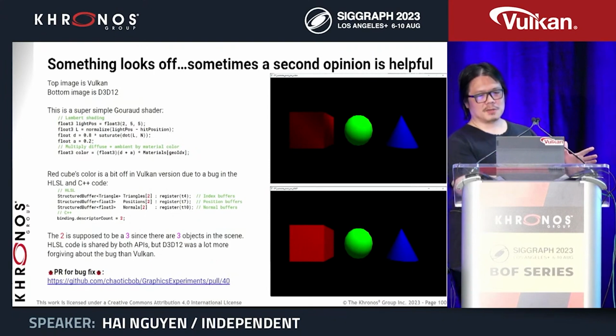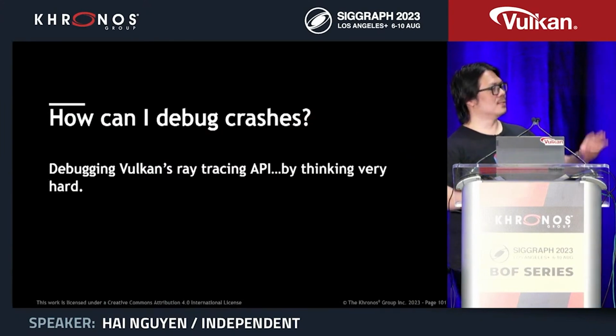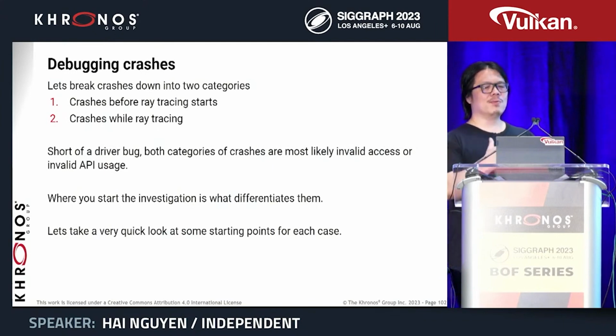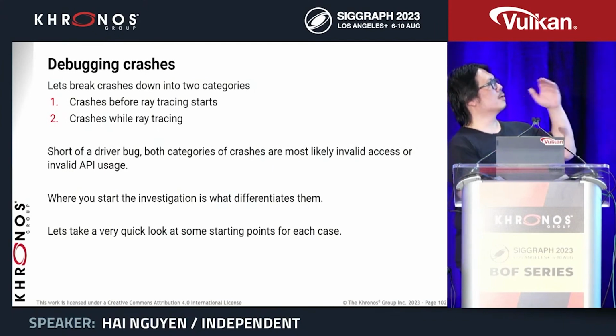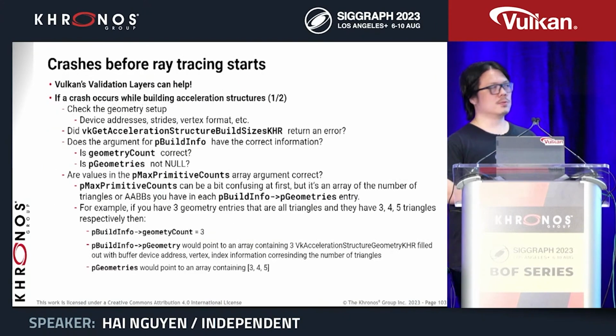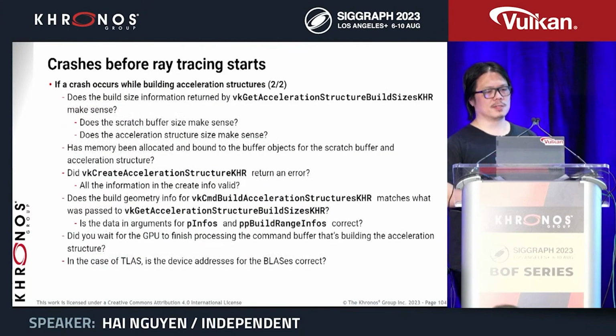So there's this entire section about debugging crashes. I'm going to skip it, but I'll just show you the slides real quick. Debugging crashes is you get to think really hard, and it's unfortunate, but that's the way it is. But again, you want to break it into two different categories: crashes before you trace rays and crashes while you're tracing rays. There are four walls of text that you can read once you download the slides, and basically it's just steps on walking through the API and checking the critical fields that you would when you're trying to track down a crash.